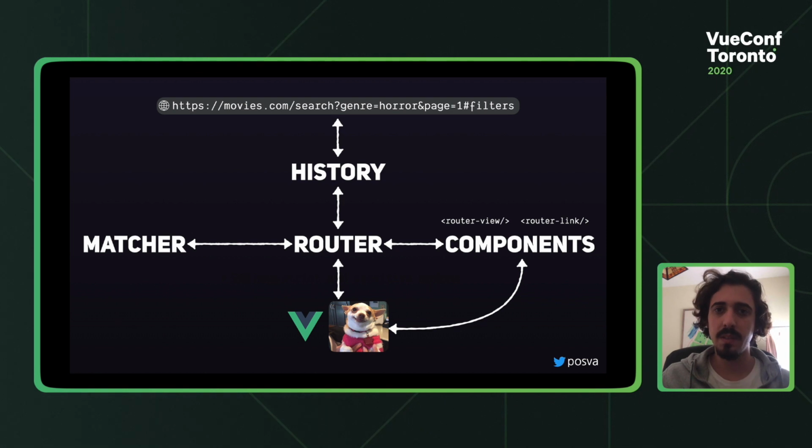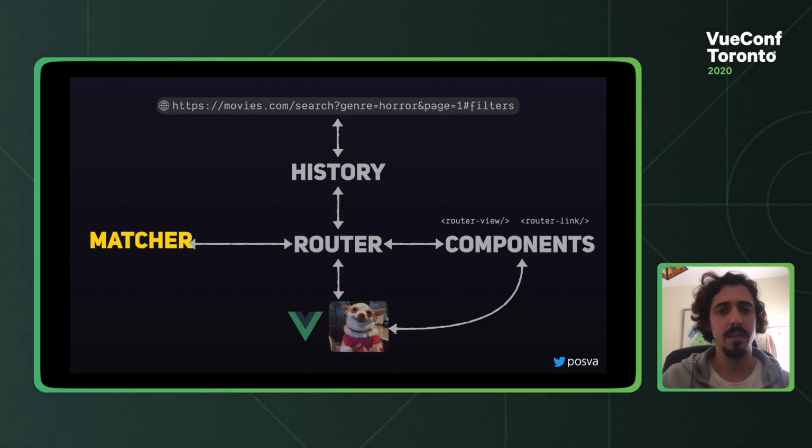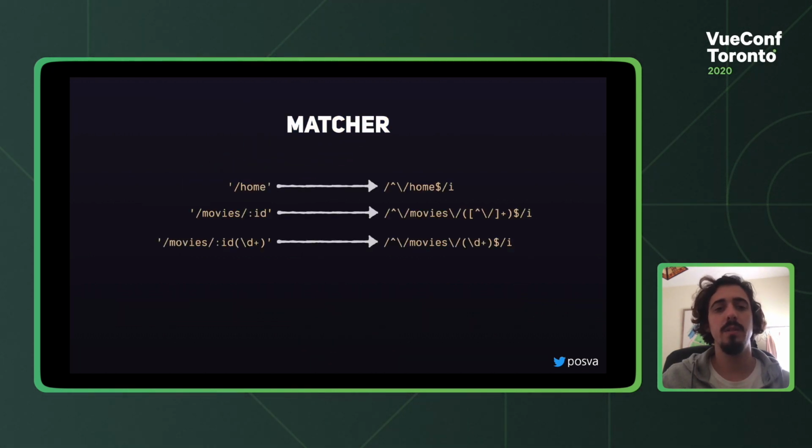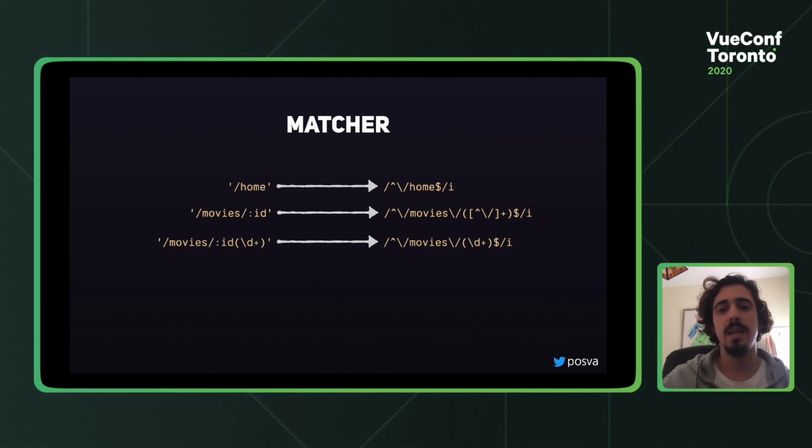So this specific section of the router is the matcher. And I want to talk a little bit about how it works to explain to you more about this ordering mechanism. So in the matcher, what we do is we transform strings like /home into a regular expression that has the leading slash and then home and verifies that it's the end, and it's a case insensitive regular expression.